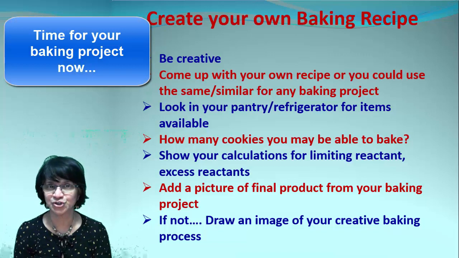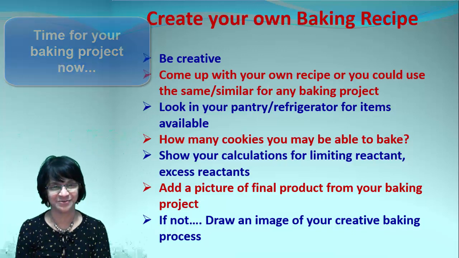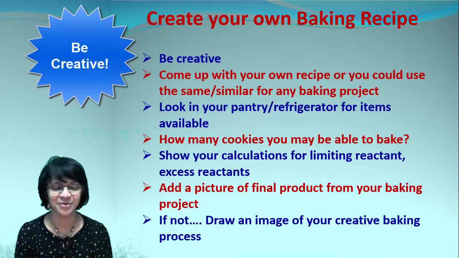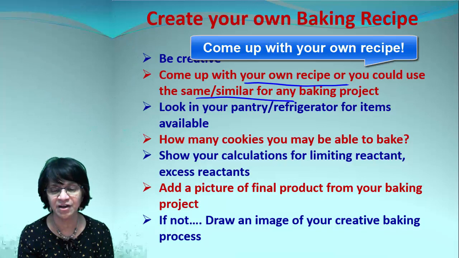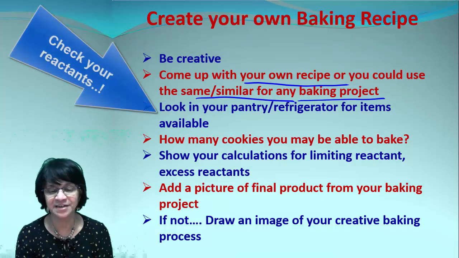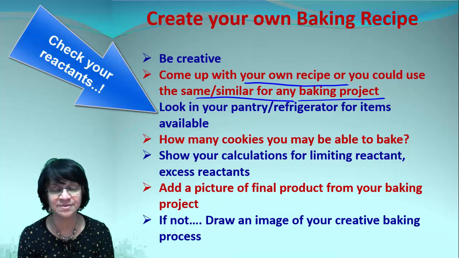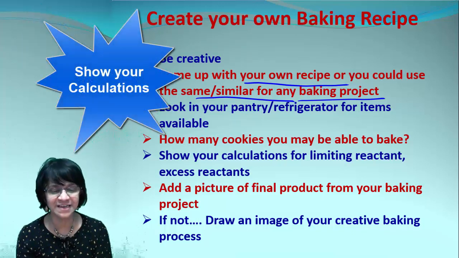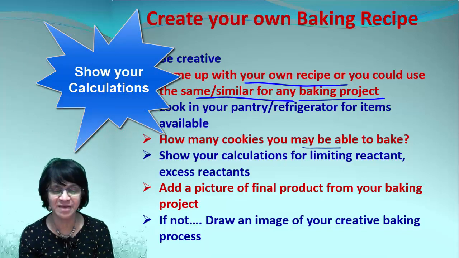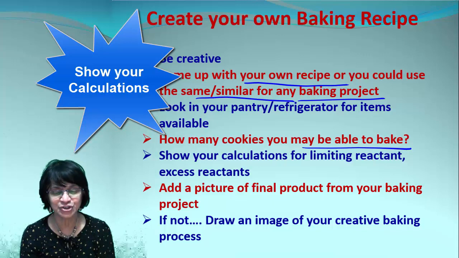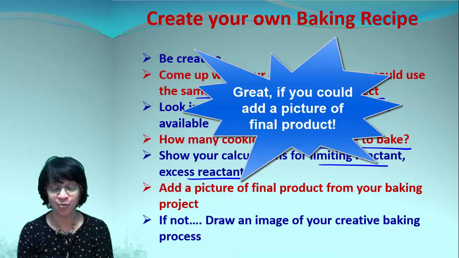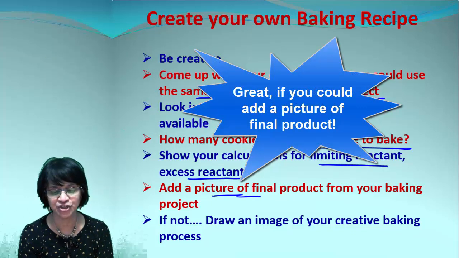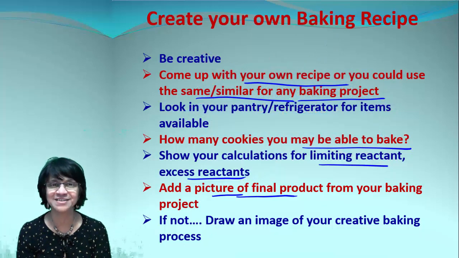Here is something for you to show me your creativity and prove that you got the message from this video. So what is number 1? You need to be creative. You can come up with your own recipe, or you could use the same or similar for any baking project. Look at your pantry or refrigerator for items available. Then you can calculate and tell me how many cookies you may be able to bake. Also, show me your calculations for the limiting reactant, excess reactant, how much is remaining, and add a picture of your final product from your baking project.